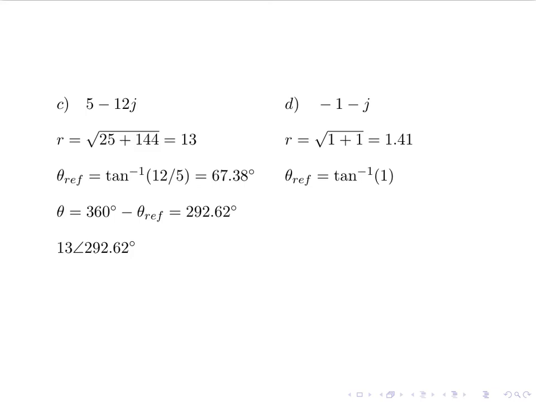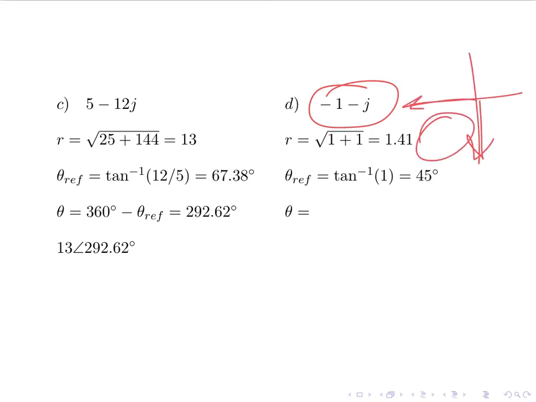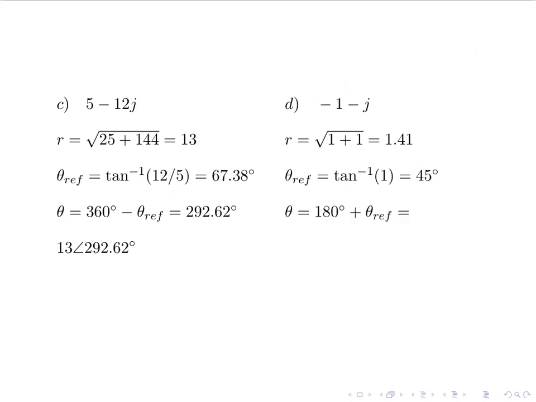Theta reference is tan inverse of 1/1, which is just 1. Tan inverse of 1 is 45 degrees. Both my A and B are negative, so that is quadrant 3. And that formula is 180 degrees plus the reference angle, which will give me 225 degrees. So my answer would be 1.41 with an angle of 225 degrees.